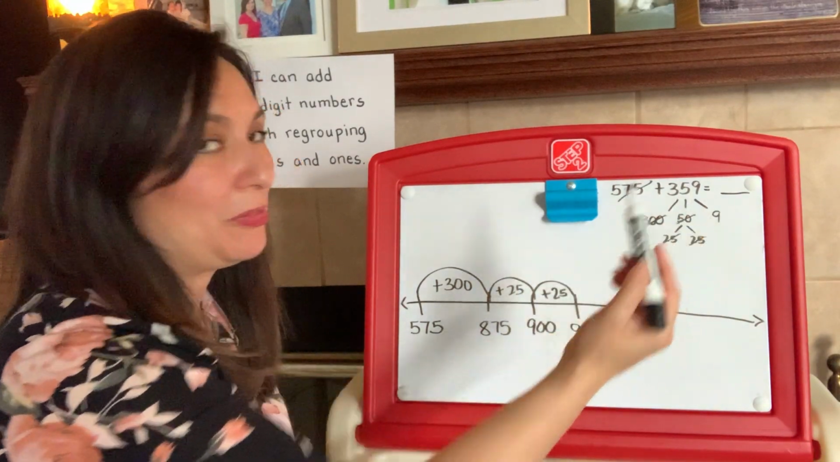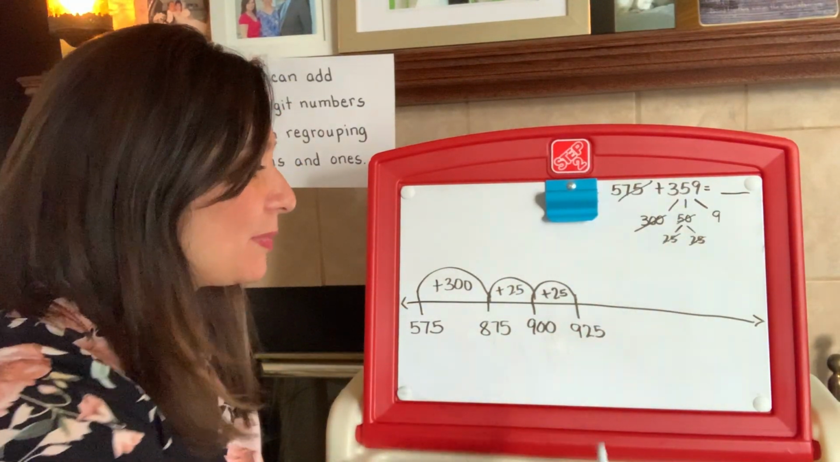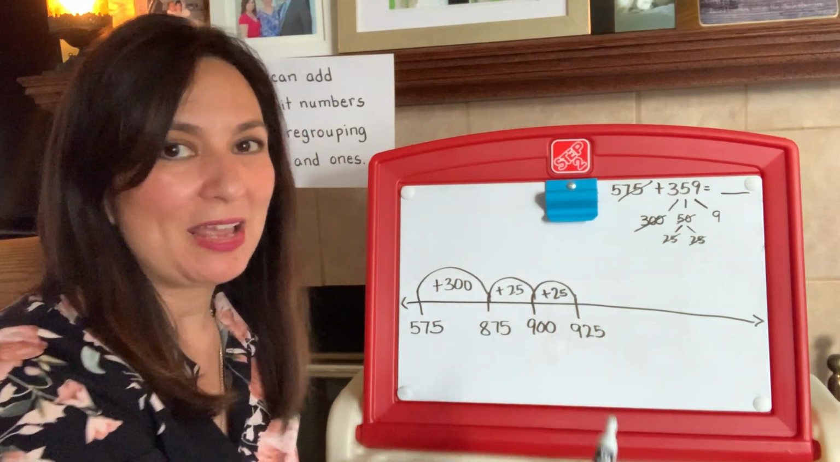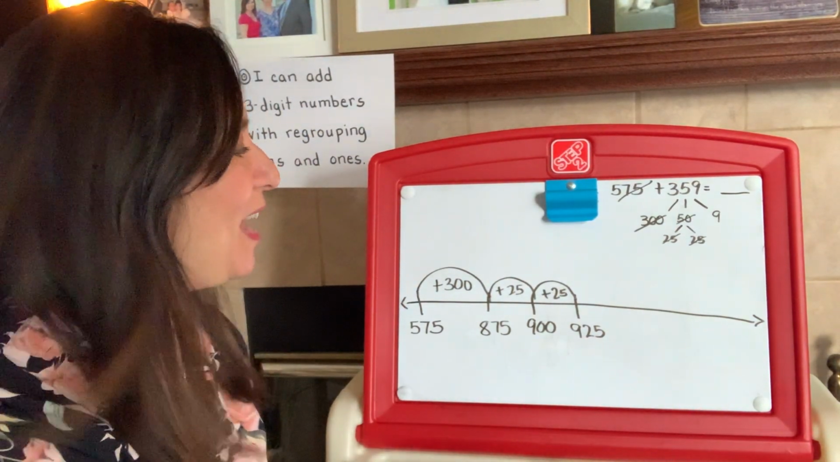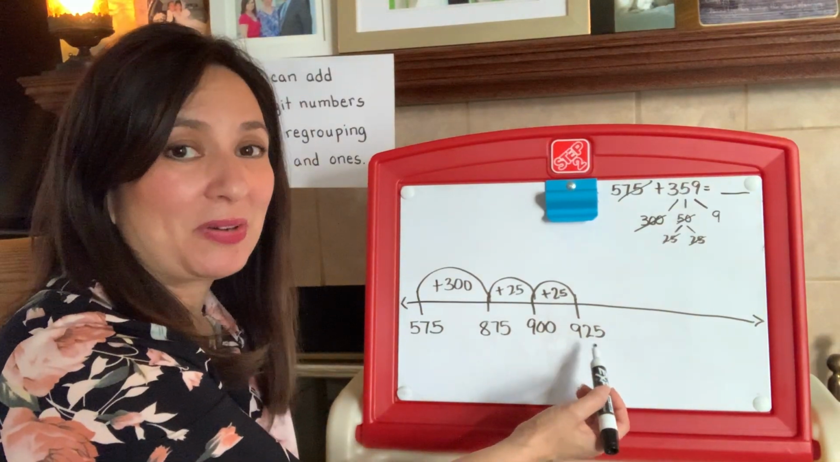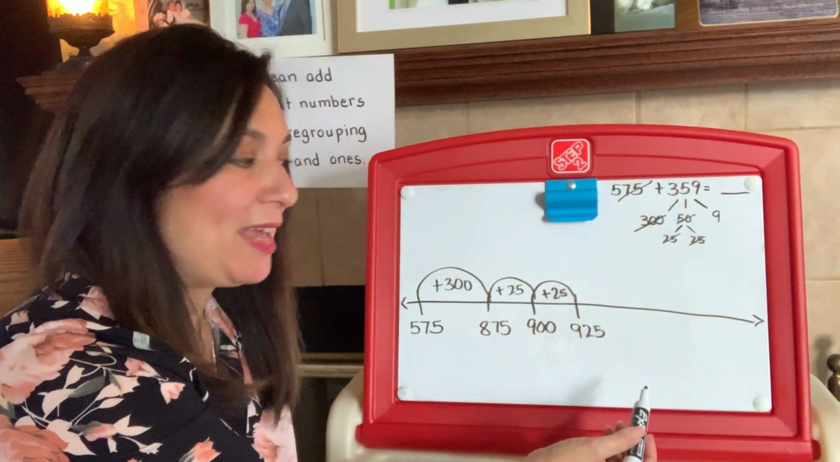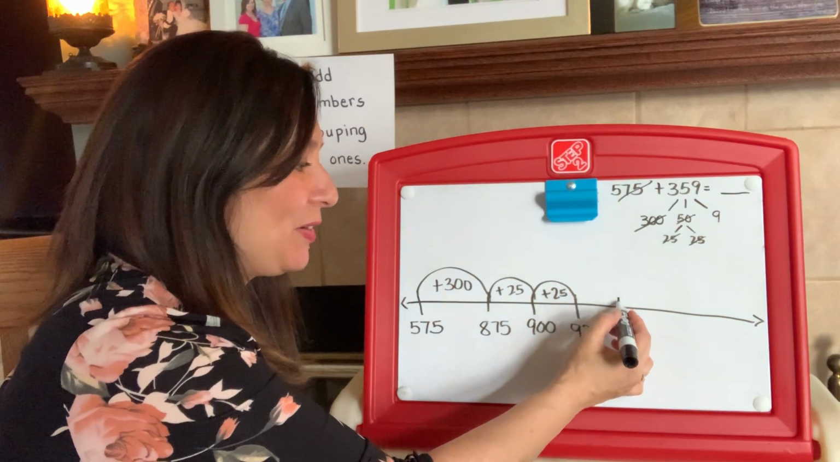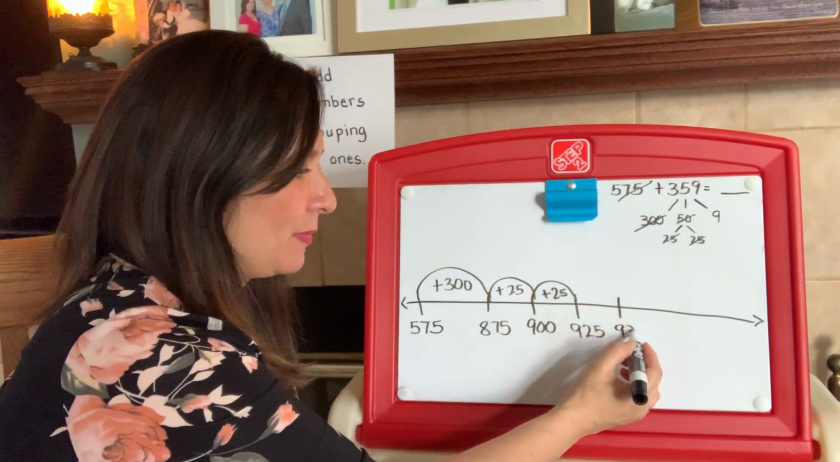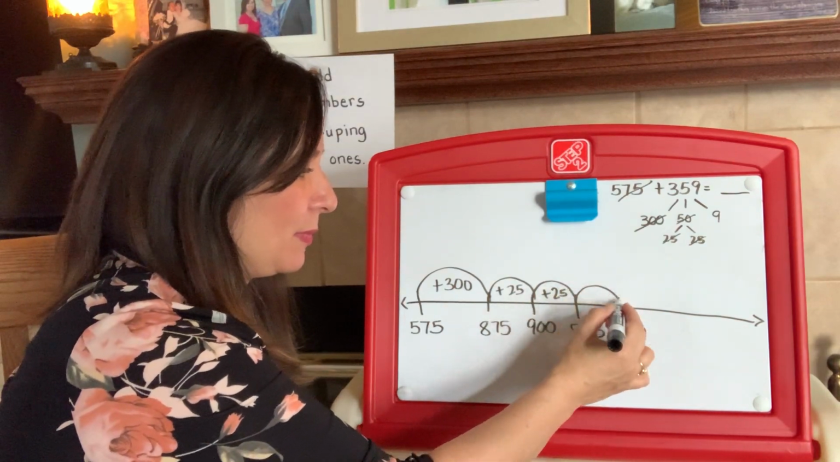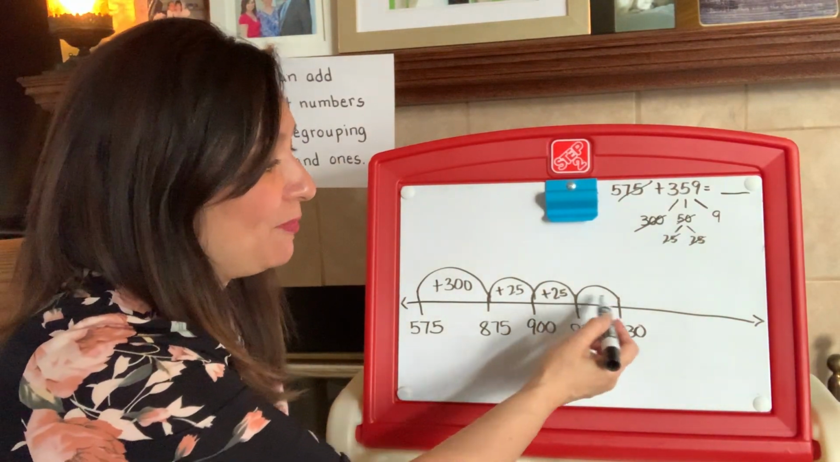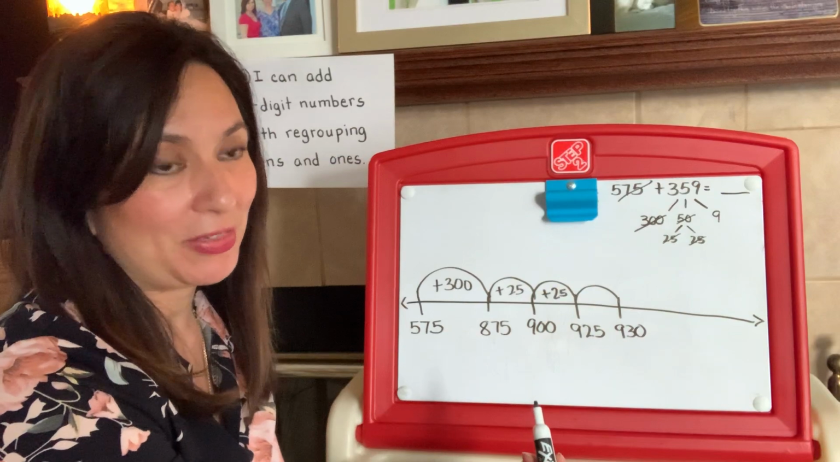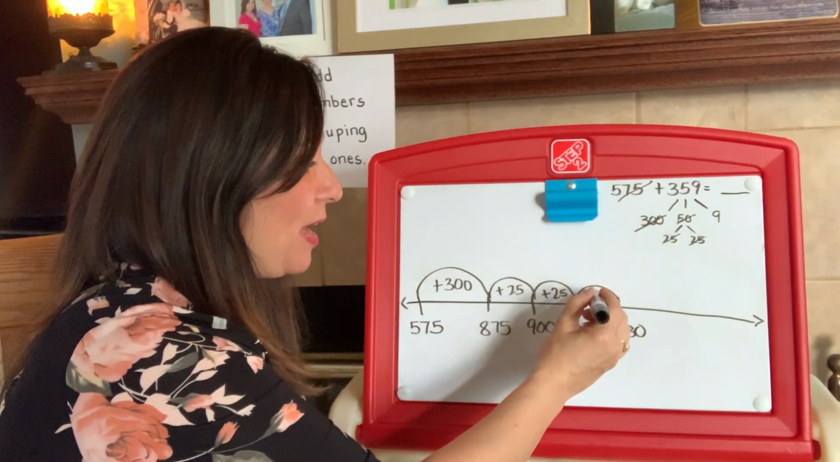Now all I have to do is jump 9. Well, if I'm at 925, do you think I should bridge to 10? I think I should. I think that'll make it a lot easier. So what's the next 10? If we're at 925, what is the next 10? Say it. 930. How much did I just jump, boys and girls? 925 plus how much more equals 930? I jumped plus 5.